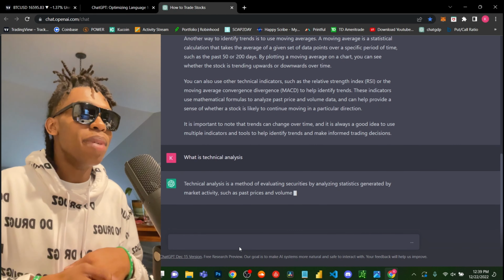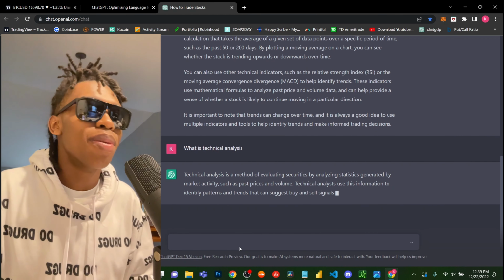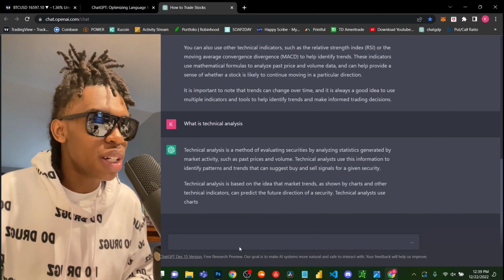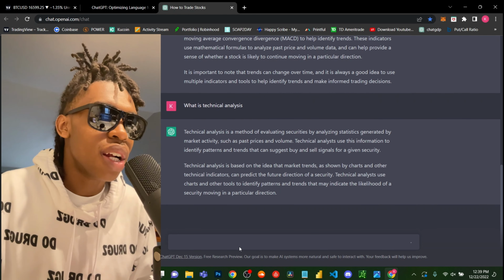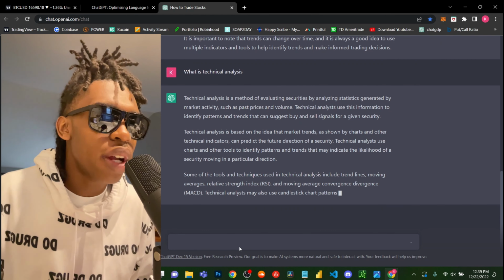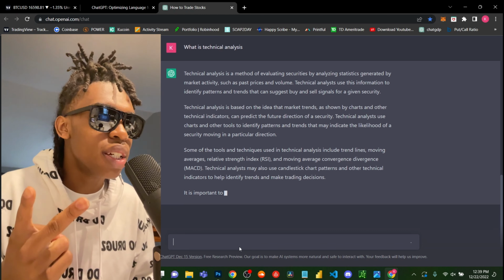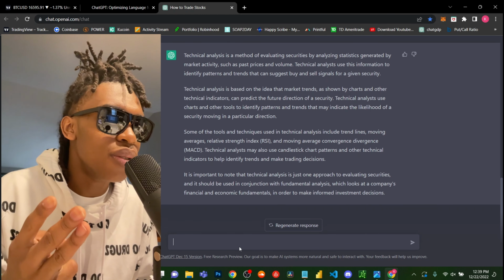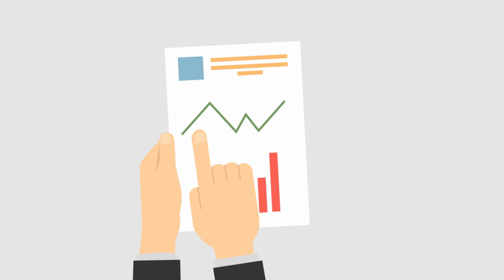Technical analysis is a method of evaluating securities generated by market activity, such as past pricing and volume, based on market trends and other identifications. Some of the tools are moving averages, relative strength index, and the MACD. That's what we'll be using. You may also use candlestick chart patterns. I know about the double top, double bottom and all that.